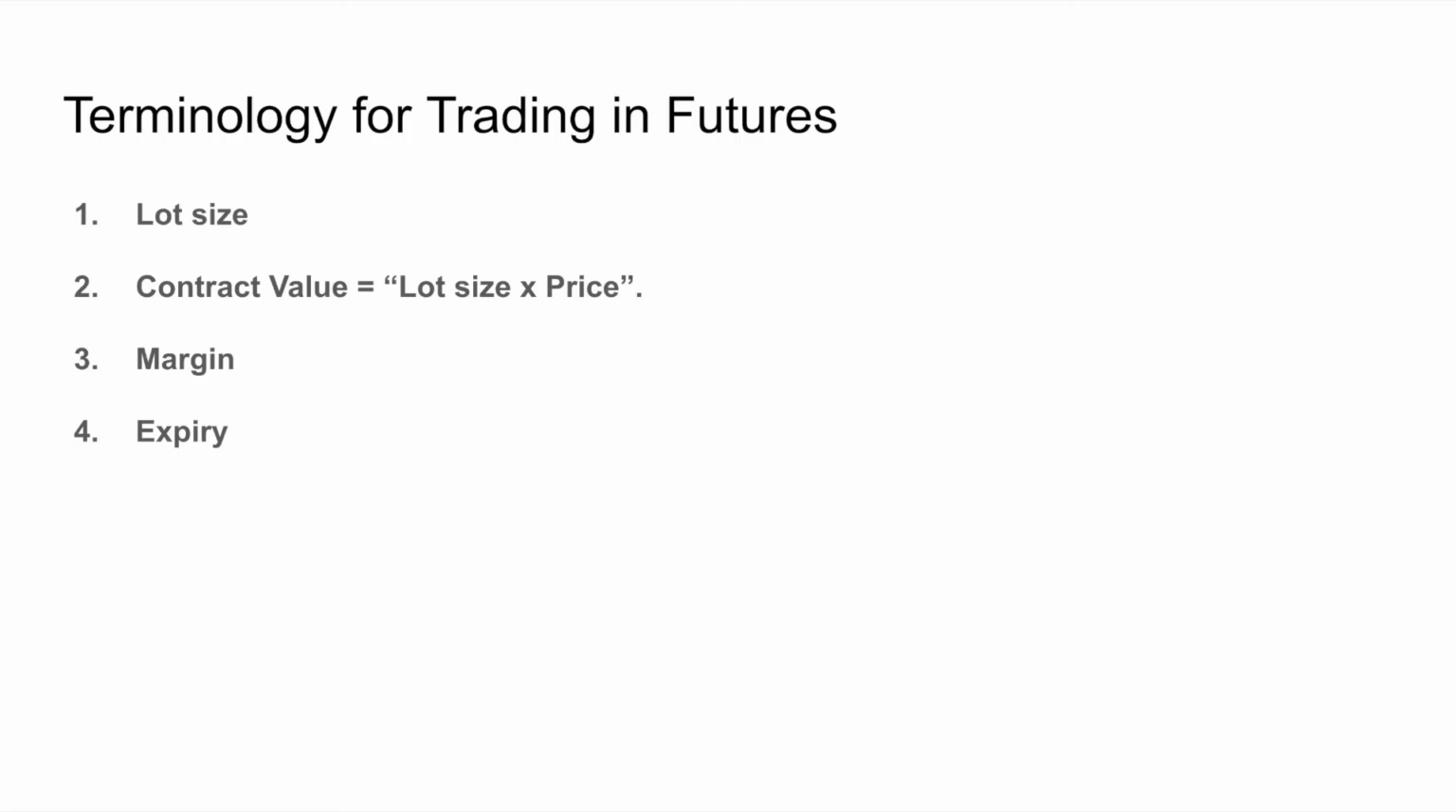So let us discuss first about the lot size. Futures is a standardized contract where everything related to the agreement is predetermined. So the lot size is one such parameter. Lot size specifies the minimum quantity that you will have to transact in a futures contract. So lot size varies from one asset to another.